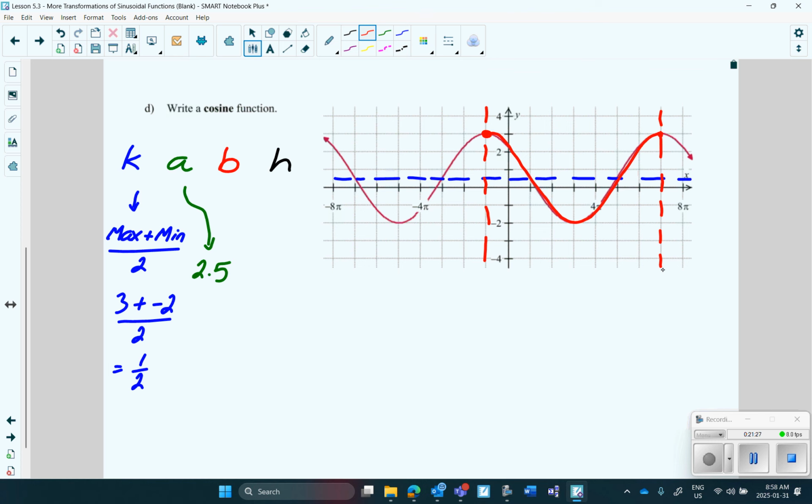Okay, this one's got quite a few notches in it, doesn't it? So how much is one notch? Yes, one notch is pi. Because 4 is 4 pi, half of that is 2 pi, and half of that is 1 pi. So therefore, the period is 1 pi, 2 pi, 3 pi, 4 pi, 5 pi, 6 pi, 7 pi, 8 pi. That's how long a period takes in this one.